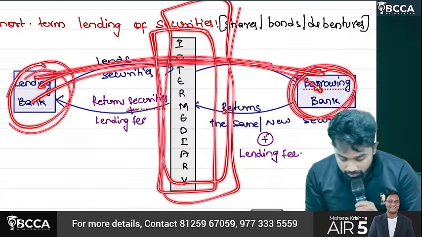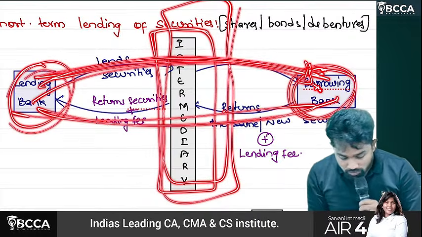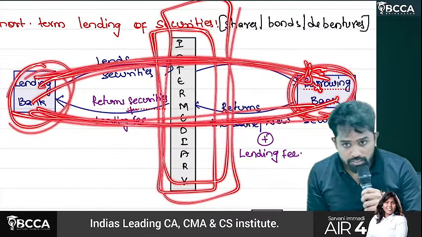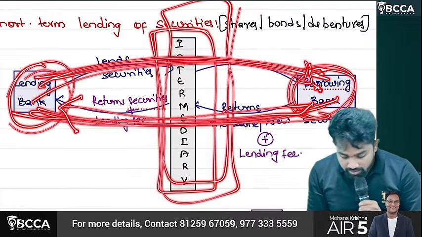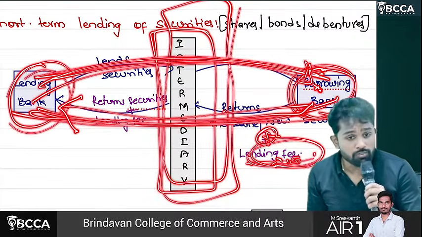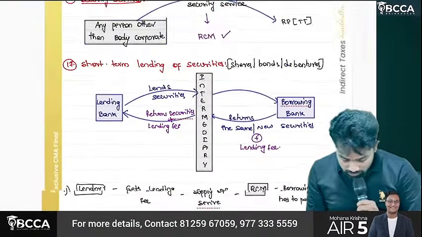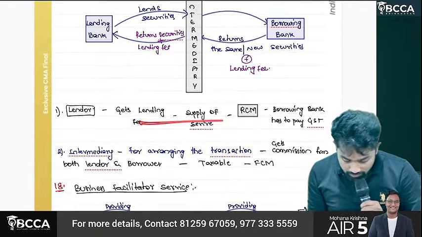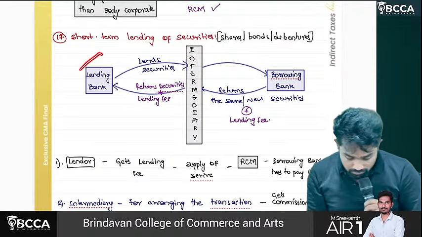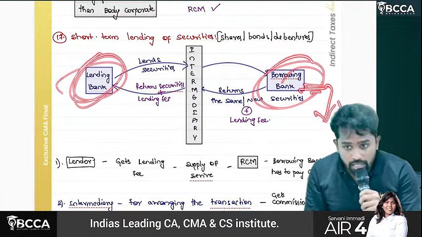So now, the lending bank, what did it do? It lent securities. Now the borrowing bank, afterwards what will it do? It returns the securities. Along with returning the securities, it has to pay an extra lending fee. Here there is a service of what? Lending service. Lending of what? Securities. This short-term lending of securities is covered under RCM, not the lending bank. This borrowing bank has to pay tax under RCM.